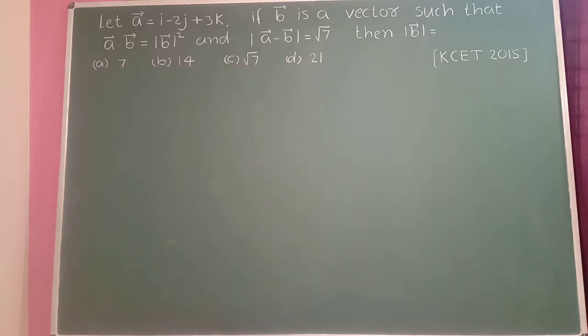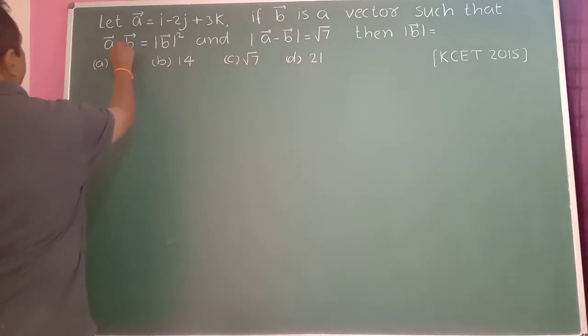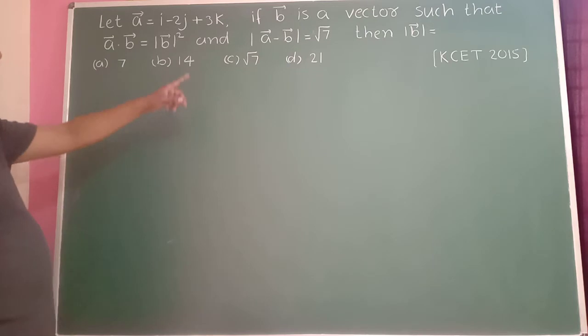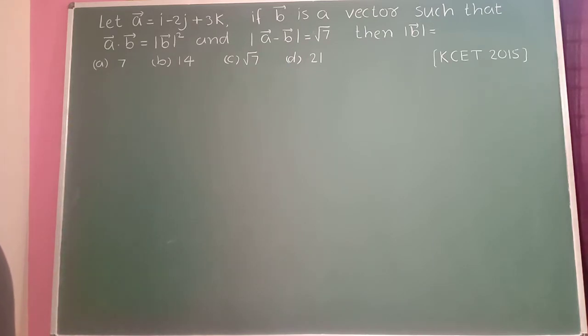Let a bar is equal to i minus 2j plus 3k. If b bar is a vector such that a bar dot b bar is equal to modulus of b bar square, and modulus of a bar minus b bar is root 7, then modulus of b bar is equal to what here?